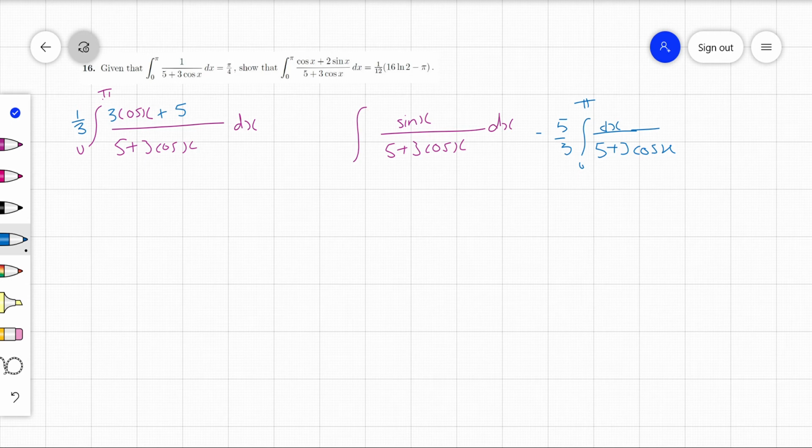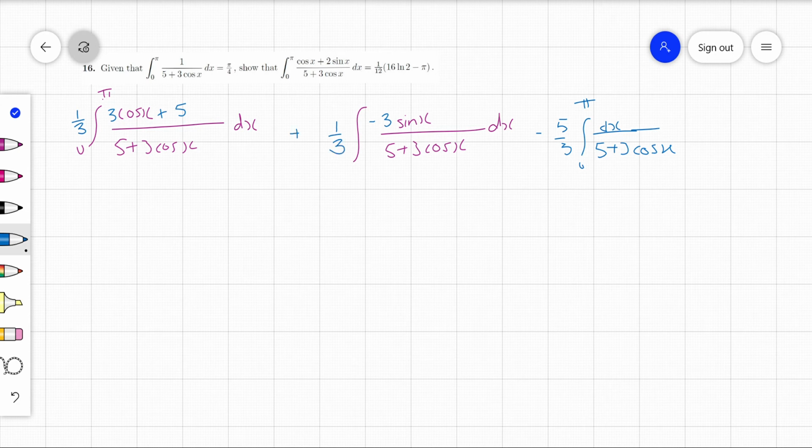If I look at the second one, now I've got a sine. So if I look at the bottom, I've got a cos x. If I differentiate that 3 cos x, a cos goes to negative sine, so I want a negative 3 sine here. So to balance that, I'm now going to have to put a plus 1 on 3 here.